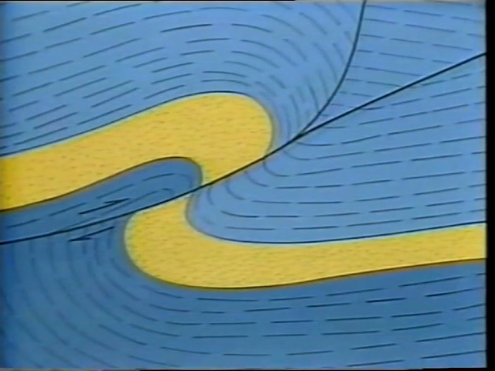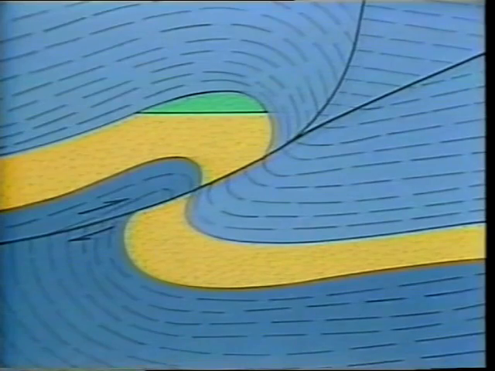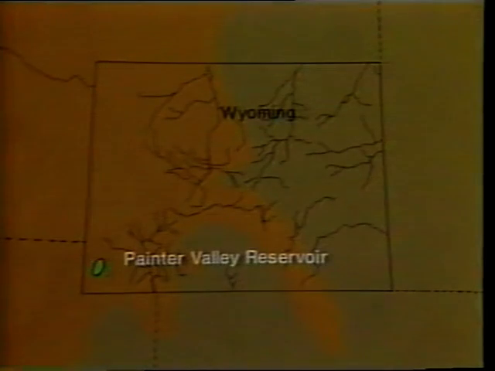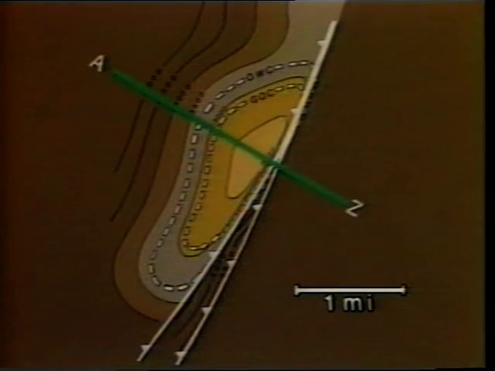In areas of still more intense structural deformation, the anticlines may be associated with thrust faulting. Traps may occur in anticlines above thrust planes and in reservoirs sealed beneath the thrust. In Wyoming, the Painter Valley Reservoir is a fairly tight anticline beneath a thrust plane, which itself is involved in thrusting along its southeastern border.